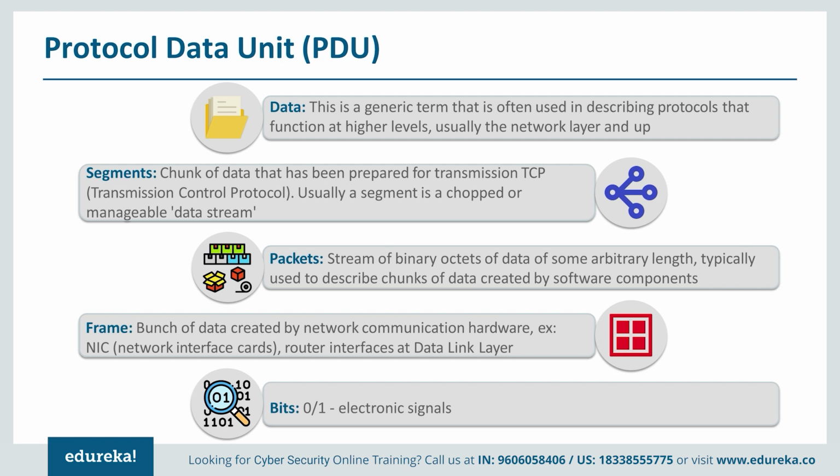Segments are also the same way. A segment is a chunk of data from the session layer. The data received from the session layer will be in chunks, broken down into data streams, and usually a segment is a manageable data stream. And data is the generic, normal term we often use to describe protocols or information, usually from the network layer and up. Any information above the network layer is called data.